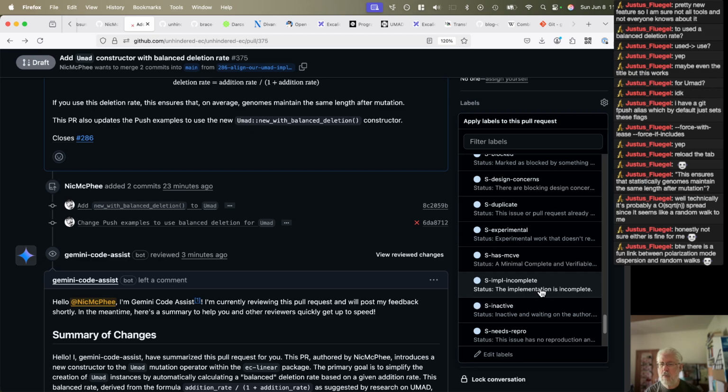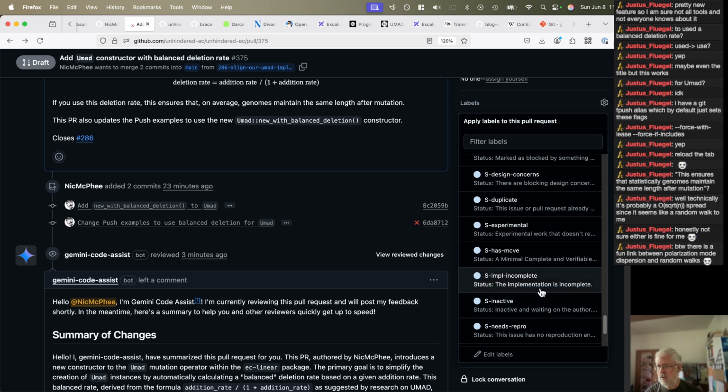I don't know anything about polarization mode dispersion. That sounds cool, but I know about random walks, I don't know about polarization mode dispersion.